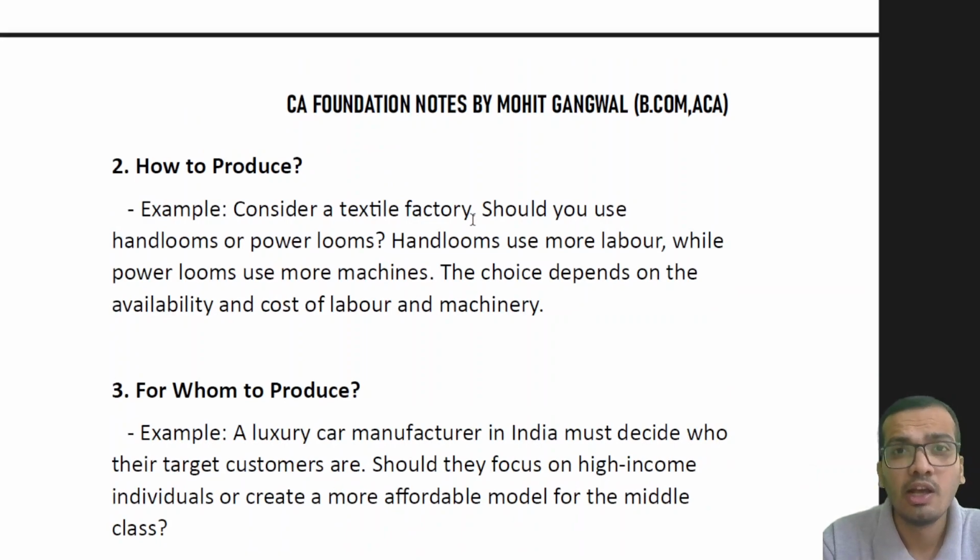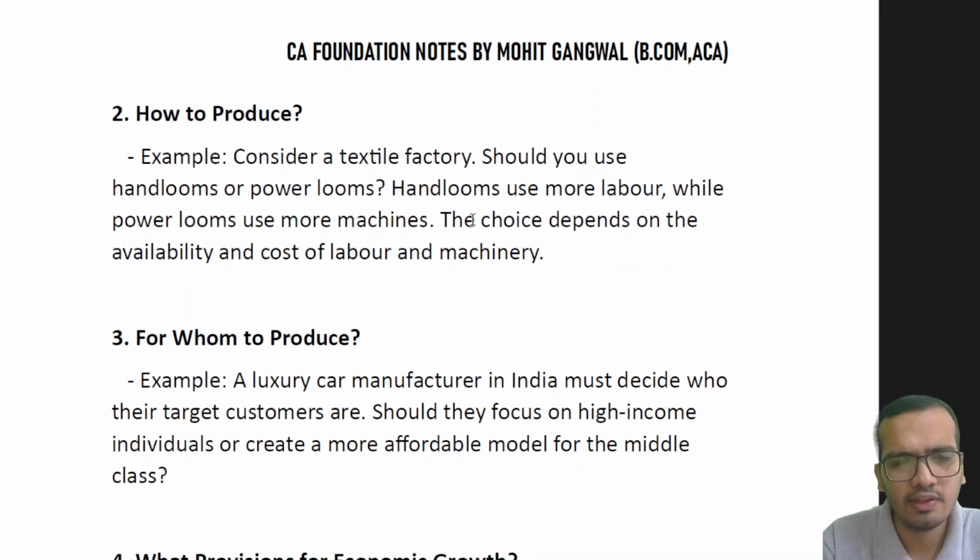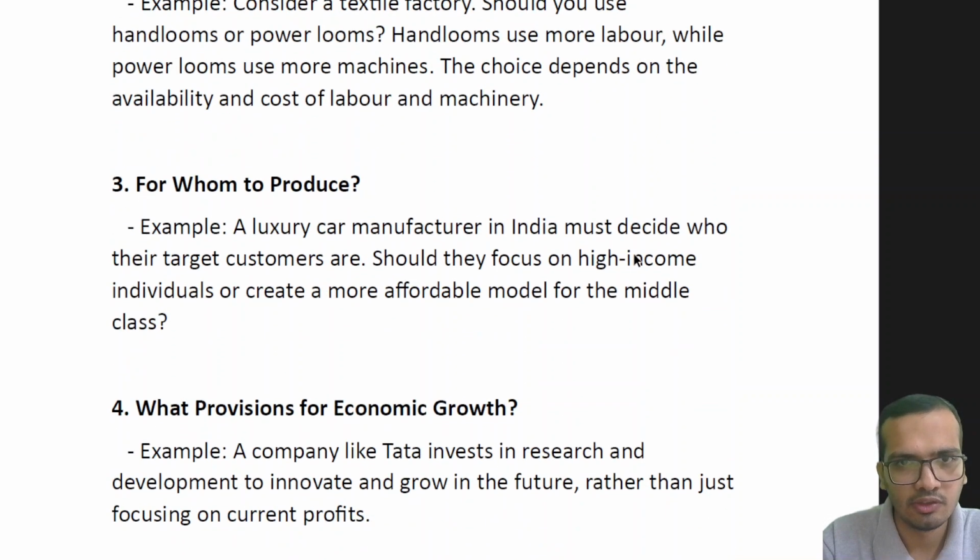Second question, how to produce? Example, consider a textile factory. Should you use handlooms or power looms? Handlooms use more labor, meaning they require more manpower, while power looms use more machinery, so they are mostly dependent on machinery and automation. The choice depends on the availability and cost of labor and machinery.